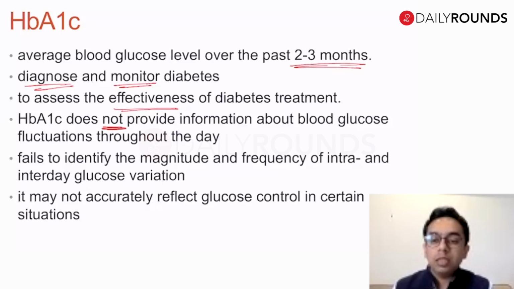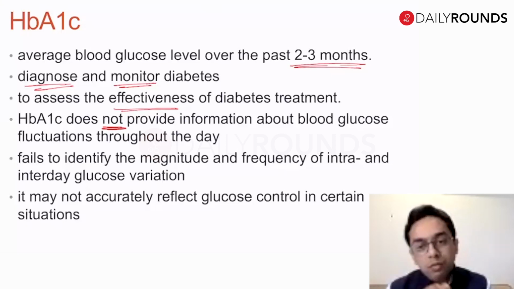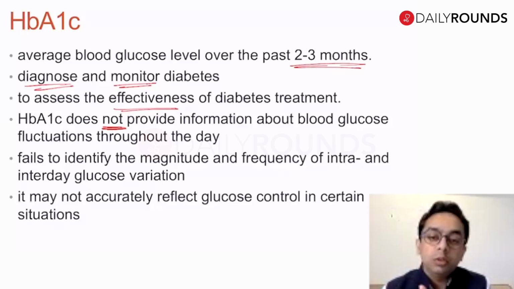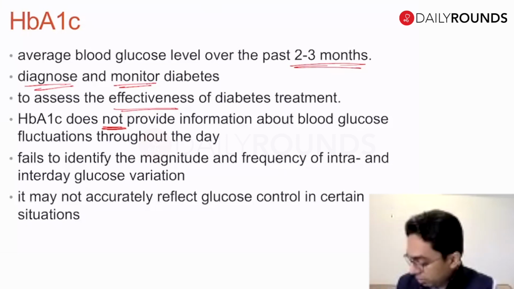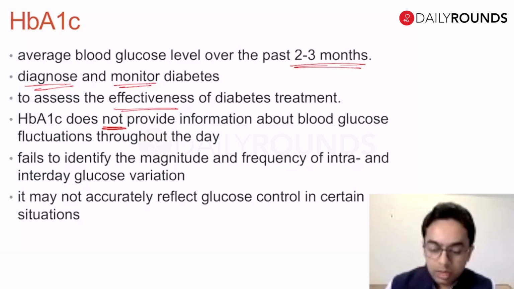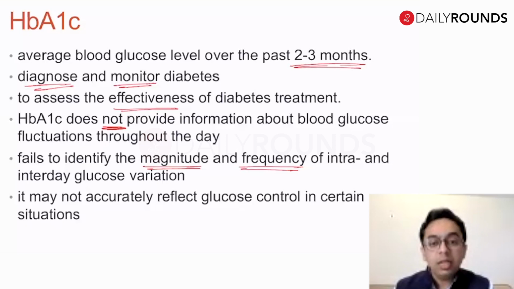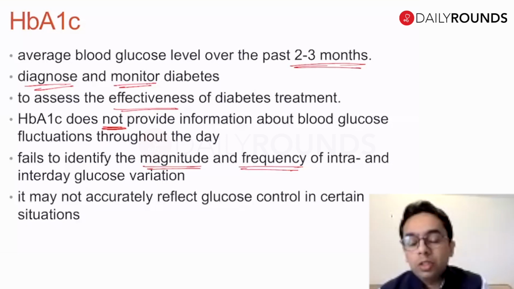Let's say a patient has too many highs and too many lows, many hypers and hypos. So the average would be normal. So it can be falsely high, falsely low, or falsely normal. Let's say a patient's sugar is dropping to 60 many times, and many times it is increasing to 300. So his HbA1c may be normal, right? So that is important. Then it does not tell you about the magnitude and frequency of inter and intraday glucose variation. Now, what is intraday?